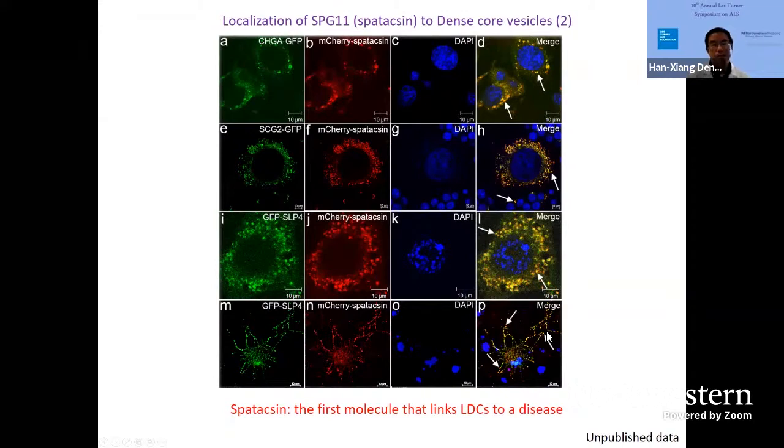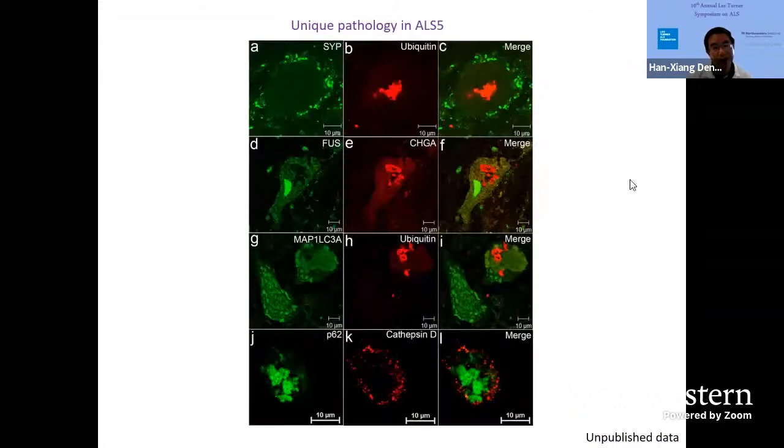So it means that most likely the structure in the patient that we observed is large dense core vesicle aggregation. And in the patient, we can see the pathology. Yes, it is consistent with the cell biology study.